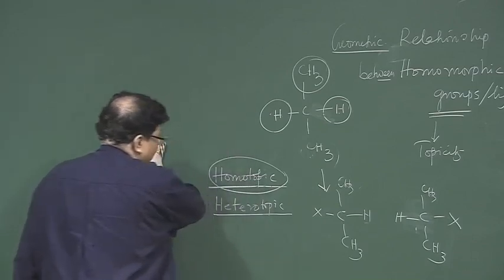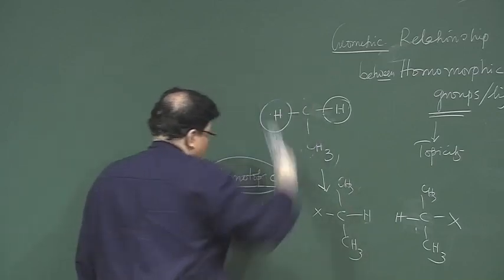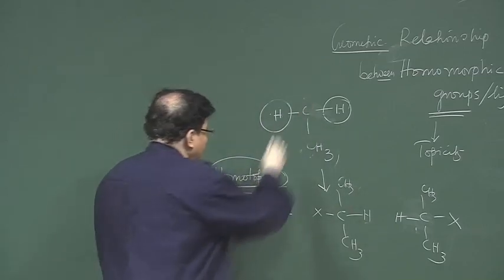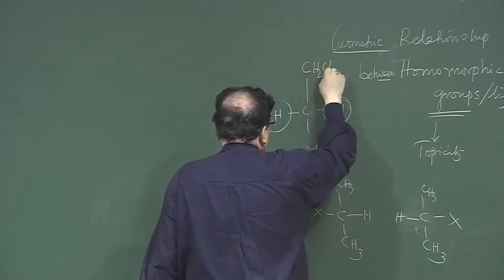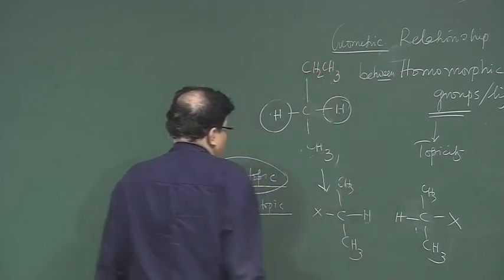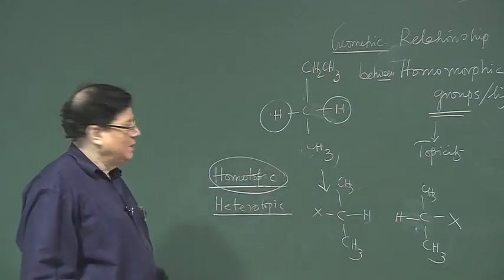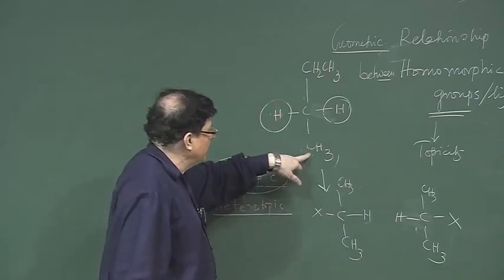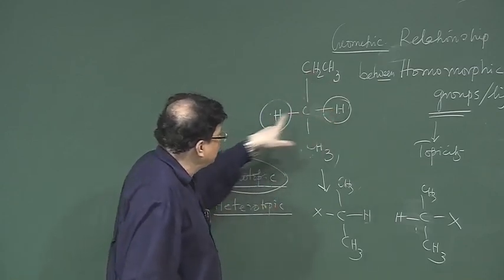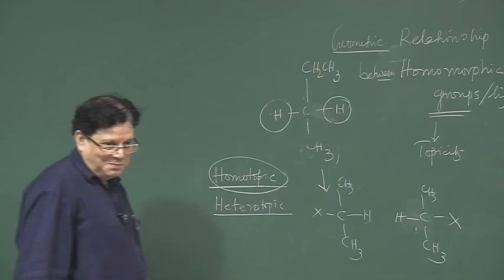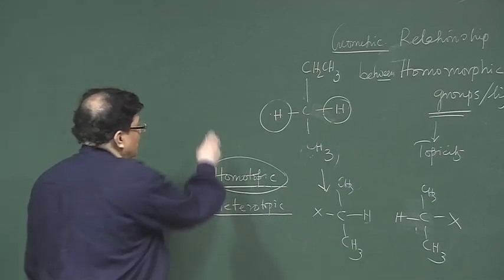How do you arrive at heterotopic ligands? Suppose I put here CH2, CH3. So, I just increase the carbon by 1: CH3, then CH2, then CH2, then CH3. And I ask what is the relationship between these two hydrogens. Okay. So, what do you do?